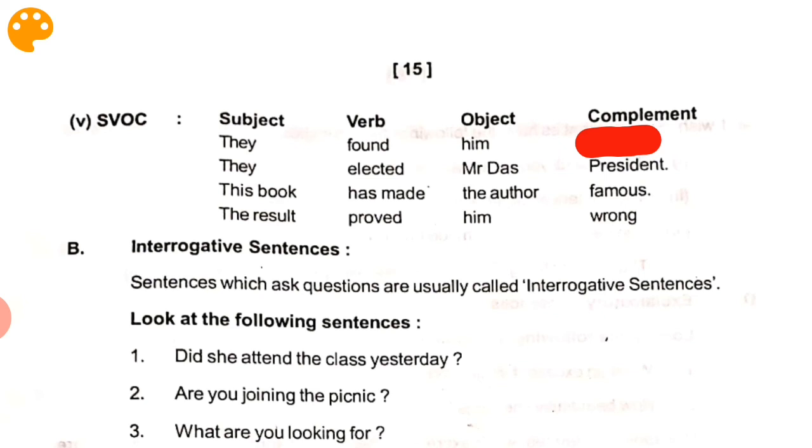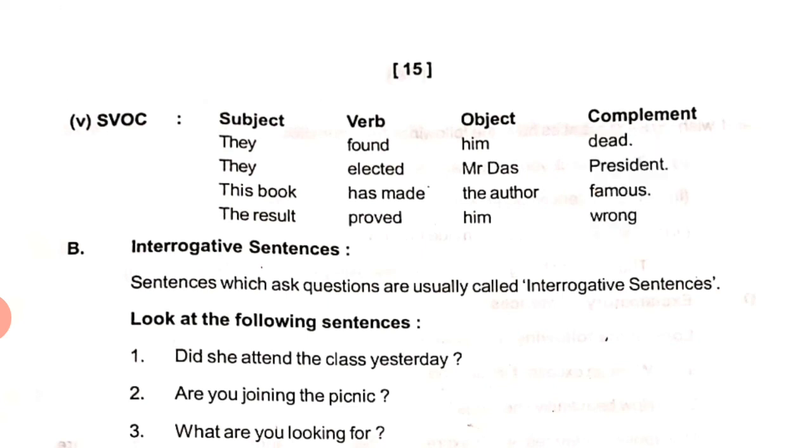Then the second example, they elected Mr. Das. What did they elect him? The president, or they elected him chief of a village or whatever. So the sentence remains incomplete if we omit the complement. They elected Mr. Das. This book has made the author. What did the book make him? Made him famous. If we omit the word famous, the sentence remains incomplete. So it is the SVOC pattern. It is very easy to identify.